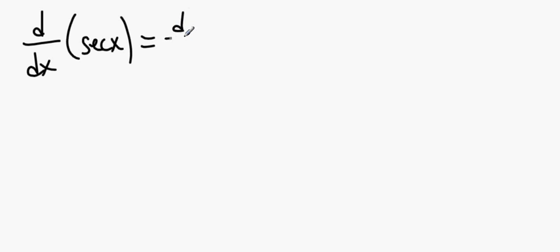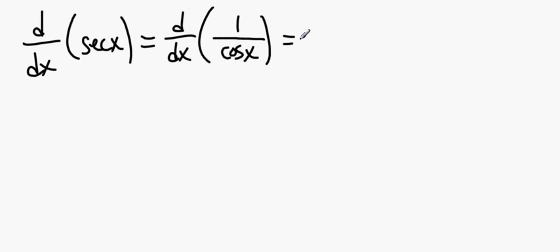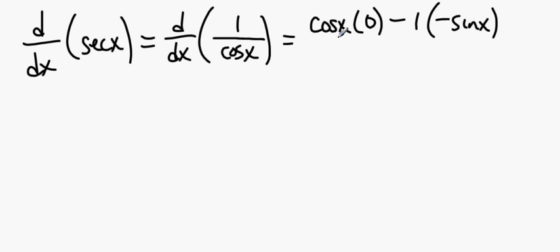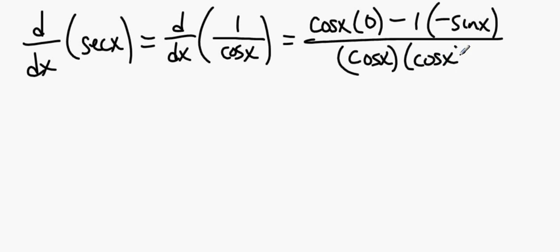But what about secant of x? Well, that's the derivative with respect to x of 1 over cosine x. So we again utilize the quotient rule. It's the bottom times the derivative of the top minus the top times the derivative of the bottom. For the rest you won't be scared. It's all over the bottom squared. This is calc, this is calc, this is calc.